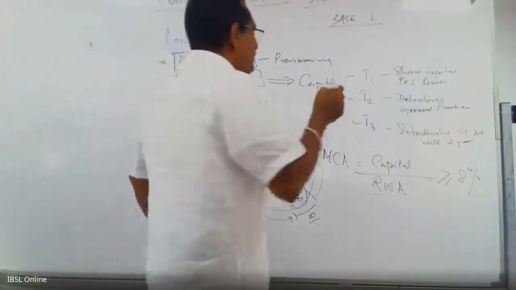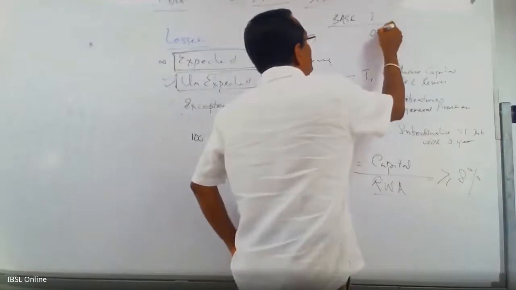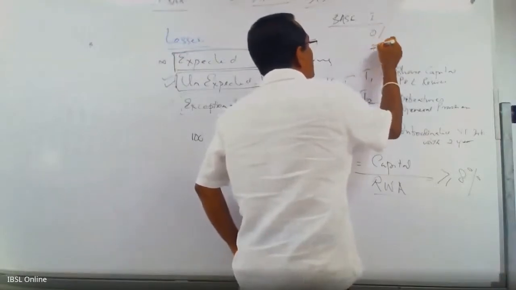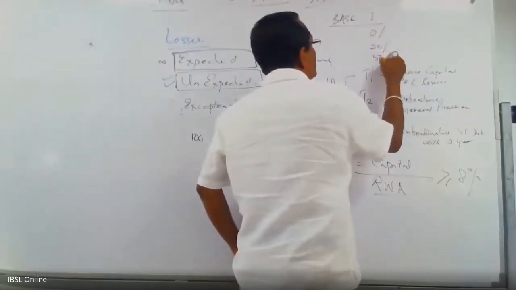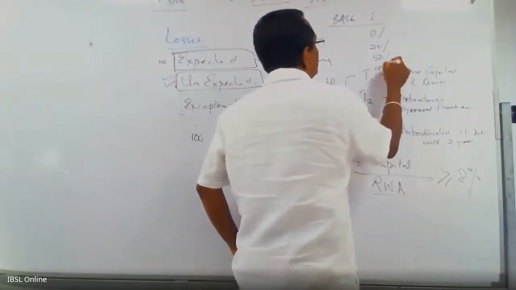Then they gave us some risk weights: 0, 20, 50, and 100%, right?